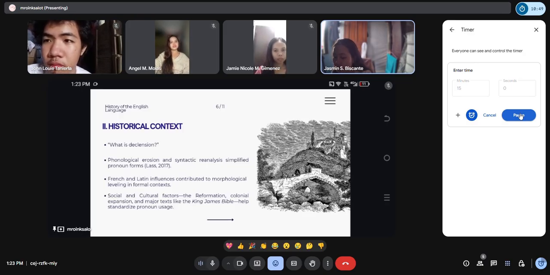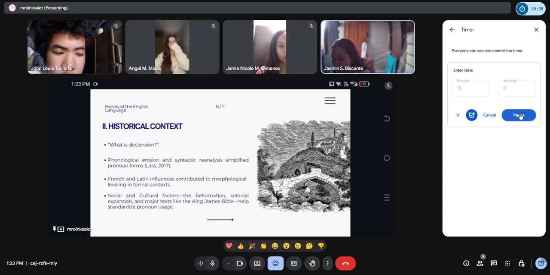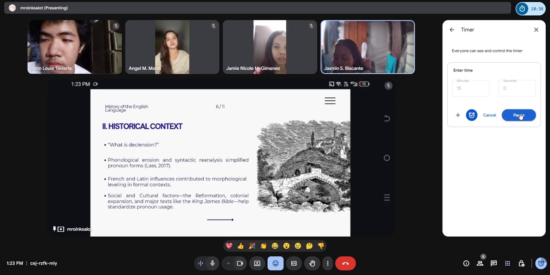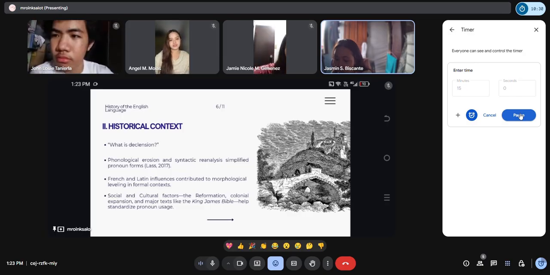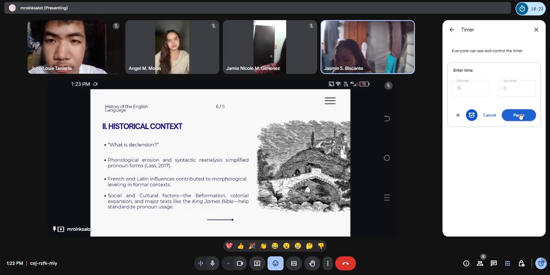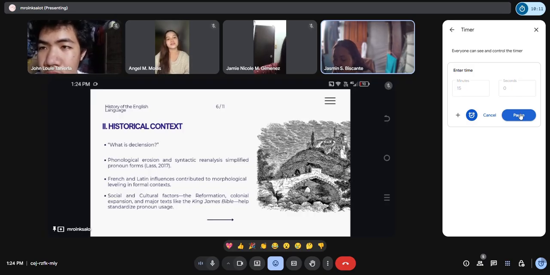Why did this happen? Well, it wasn't just a random thing that happened on a random day. The social and political upheavals of that time, like the Reformation and England's expanding colonial reach, helped spread and standardize language forms. Plus, the printing of some of the influential texts like the King James Bible and the Book of Common Prayer made certain forms familiar to many people, encouraging uniformity. Linguists like Class of 2017 explained that this simplification was partly due to phonological erosion, where sounds in words gradually faded, and syntactic reanalysis, where people started to interpret sentence structures differently.